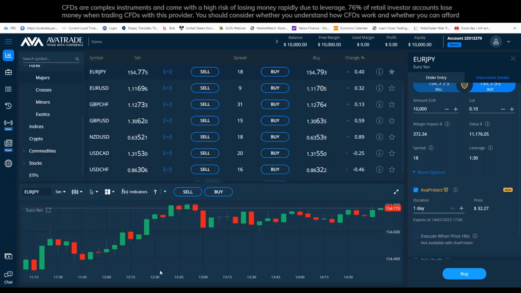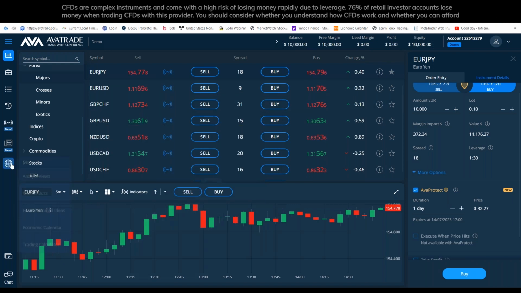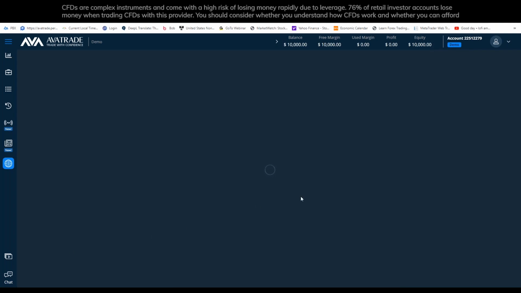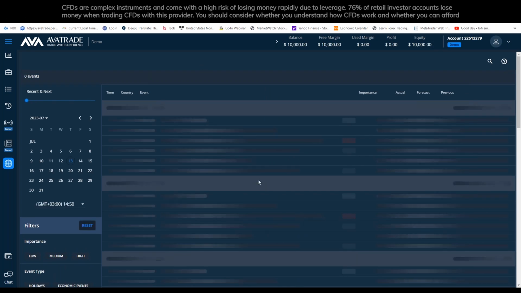So where is the last? Okay. So the last question, how does fundamental analysis work? Let's look together at something called the economic calendar. It's right here on the left side. This is kind of a globe icon, the discovery. In here, I can get analysis views, market buzz, forex futures ideas, and the economic calendar. So what the economic calendar does is, just a second, we'll let it load.